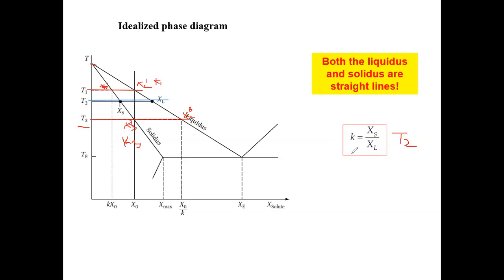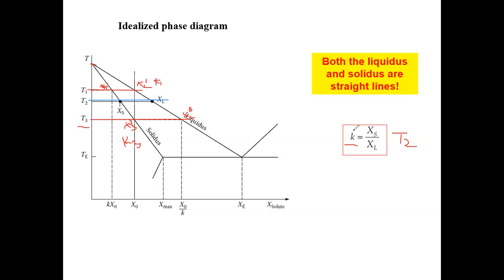So this relation holds true, and K is a constant for all temperatures between T1 and T3. As long as you are in this two-phase coexistence region, at any temperature, you get the composition for the solid and liquid, and the ratio is the same number K. So that is one important setup. Keep this in mind.